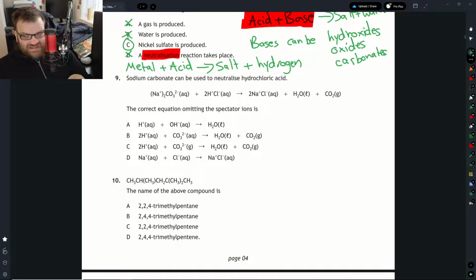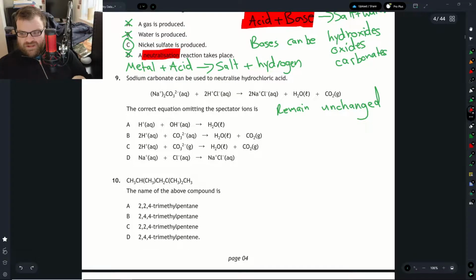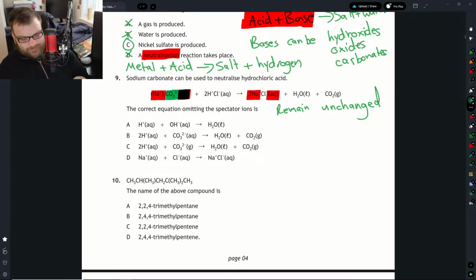Here we're looking for spectator ions. Spectator ions remain unchanged. First of all, if we look at the sodium, we have sodium ions in solution at the start. We have sodium ions in solution at the end. This means it's a spectator ion, so we will remove that from the equation when we do our final equation. We then have carbonate ions. On the far side, it's changed, it's lost an oxygen, it's become carbon dioxide. That means it has to be included in our final equation. It is not a spectator ion.